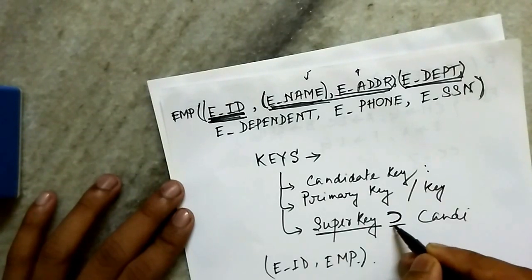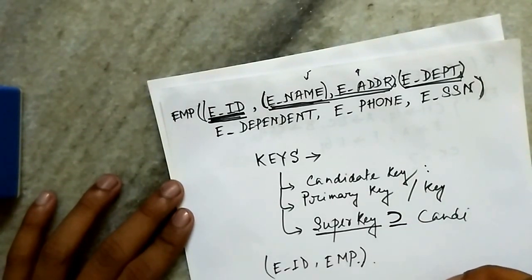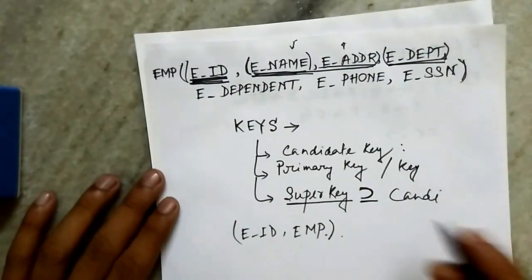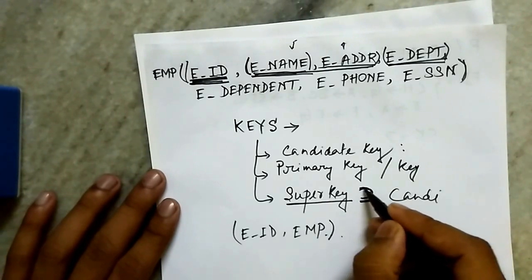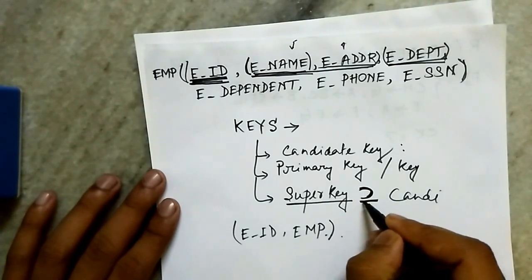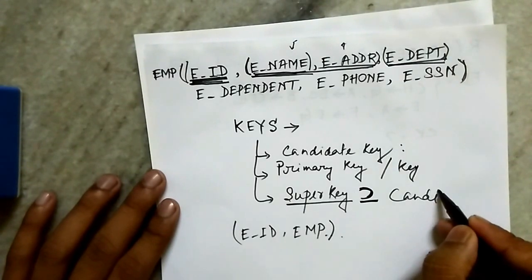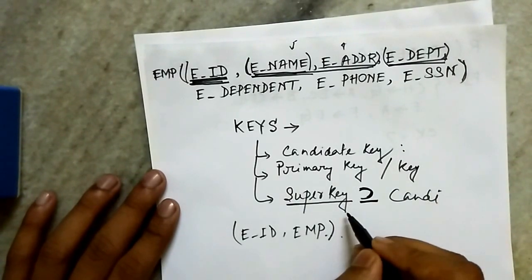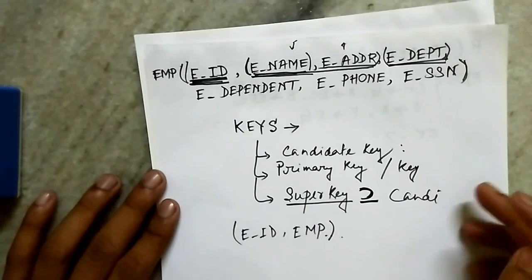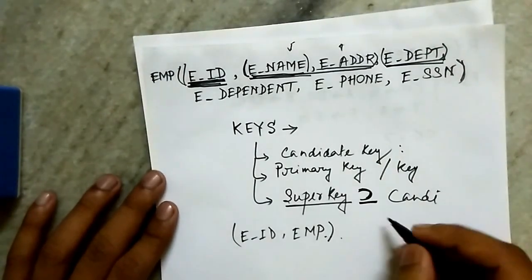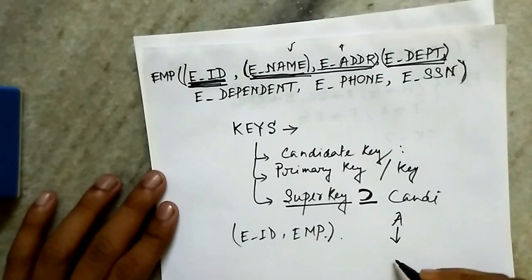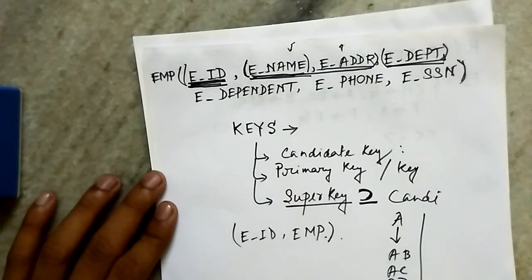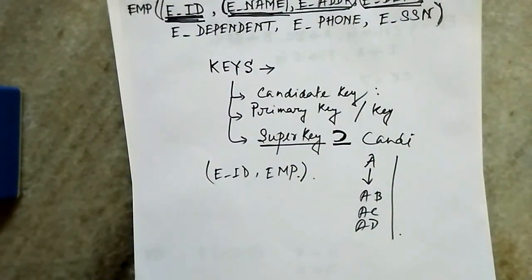So super key is a superset of candidate key, and here the simple point is about superset and equality. That is, a candidate key and a super key may be the same, or a super key may be greater than a candidate key. Not in the sense of greater, like if a candidate key is A, the super key may be AB, AC, AD, etc. So this is super key.